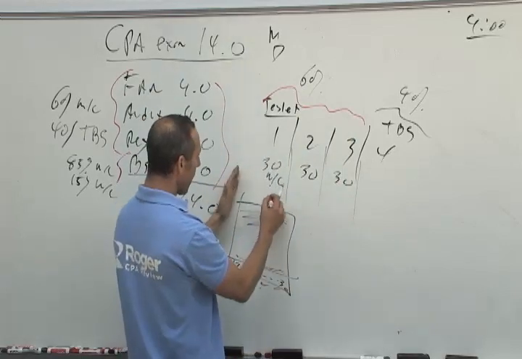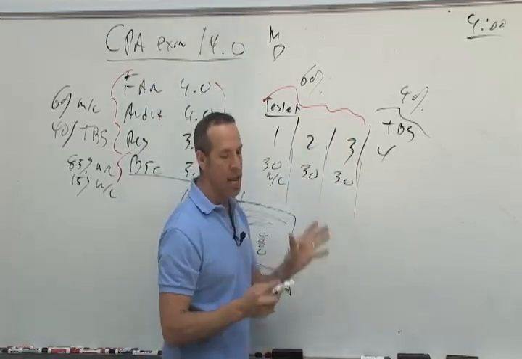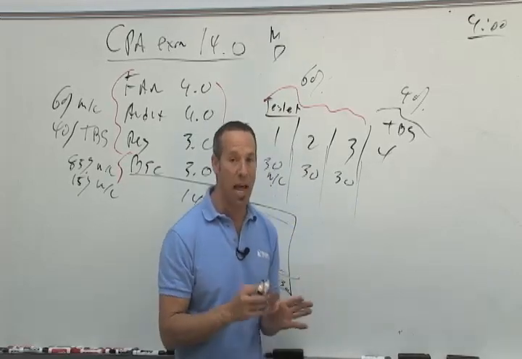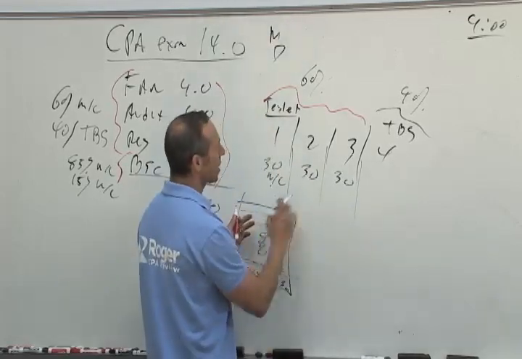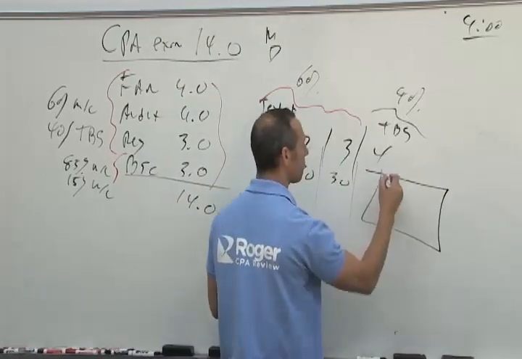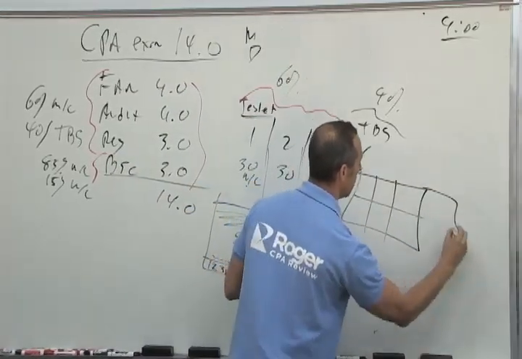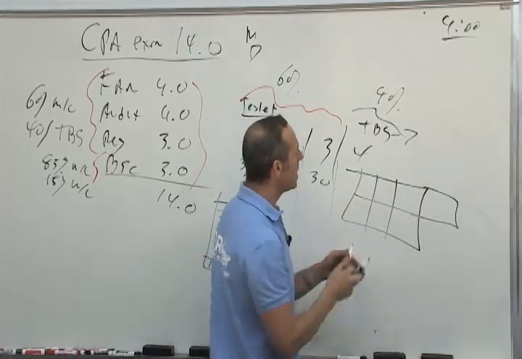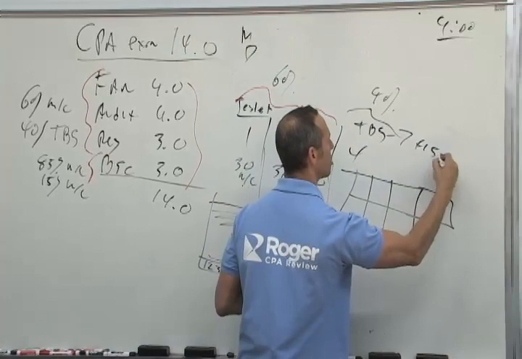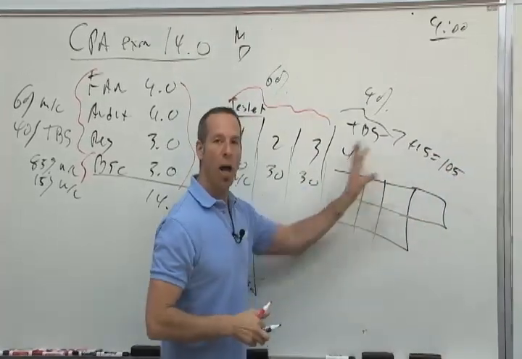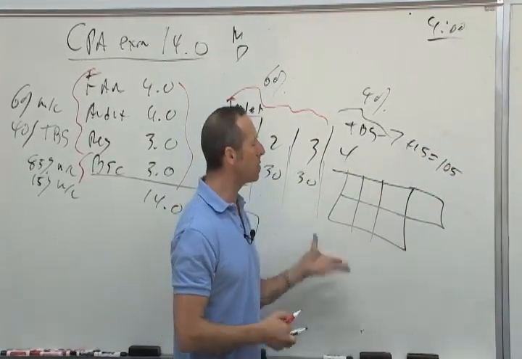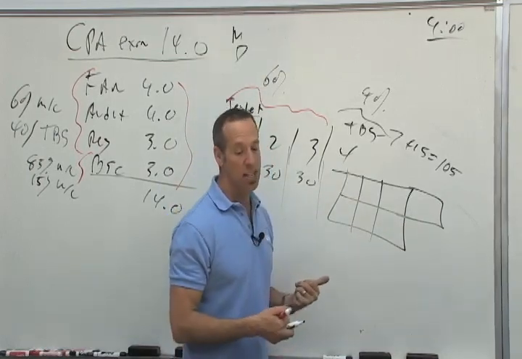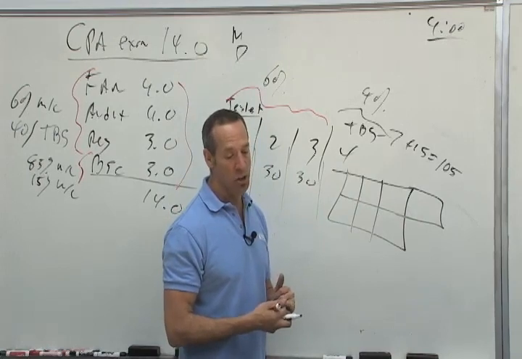Now, as far as the timing, as I said, you need to watch the clock carefully. And in watching the clock carefully, that means that I've got to allow over here, there's going to be 7 task-based simulations in FAR, 7. I need about 15 minutes each, which is 105 minutes. So I've got 105 minutes to get through these. The exam is 4 hours in length. That's 240 minutes. That leaves me with about 135 minutes.